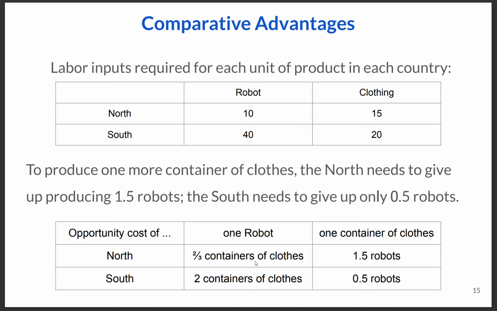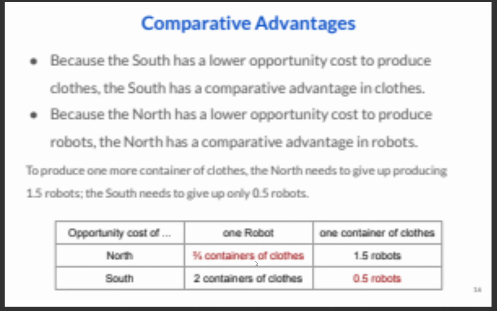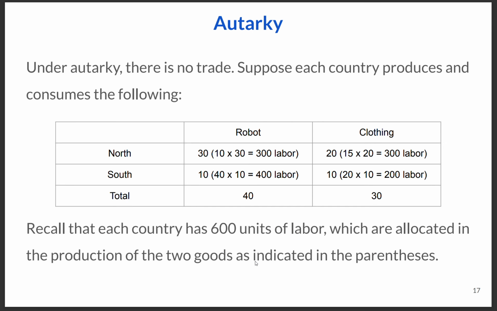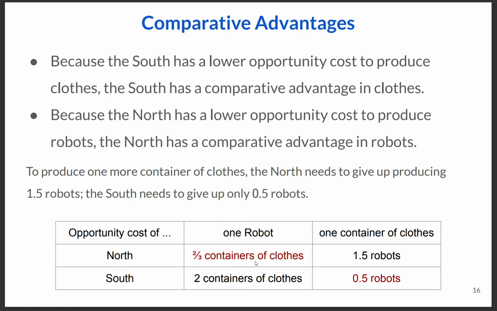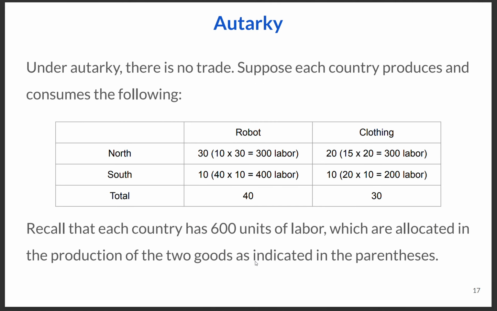In this example, the North has an absolute advantage in both robots and clothing. Would the North still benefit from trade with the South? The answer is yes, because the South has its own comparative advantage in producing clothes, and the North has a comparative advantage in producing robots. To see that, imagine that there is no trade because they are not allowed or feasible. This environment is called autarky.